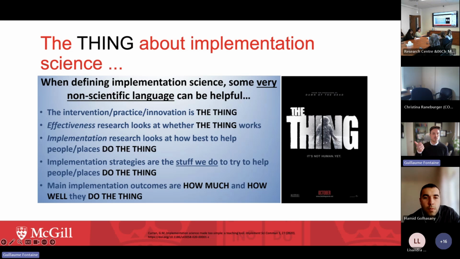So how do we help providers and services to improve the uptake of this intervention? And those are implementation strategies. And then the main implementation outcomes are how much, how well the providers and services will perform a given intervention. So this is just a bit of language to frame the field of implementation science.